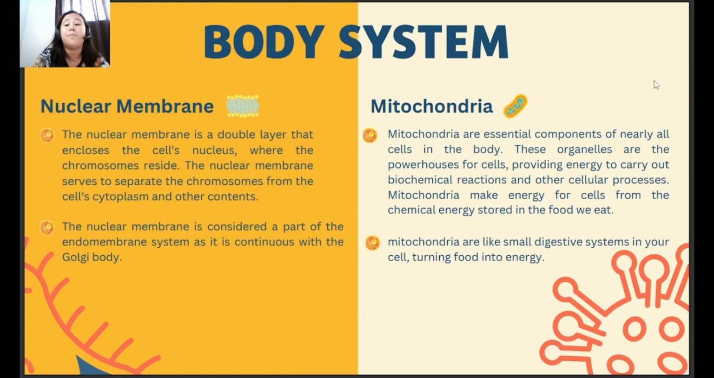Next is mitochondria. Mitochondria are essential components of nearly all cells in the body. These organelles are the powerhouses of the cells, providing energy to carry out biochemical reactions and other cellular processes. Mitochondria make energy for cells from the chemical energy stored in the food that we eat. In short, mitochondria are like small digestive systems in your cell that turn food into energy, and almost all protozoans contain double membrane mitochondria.